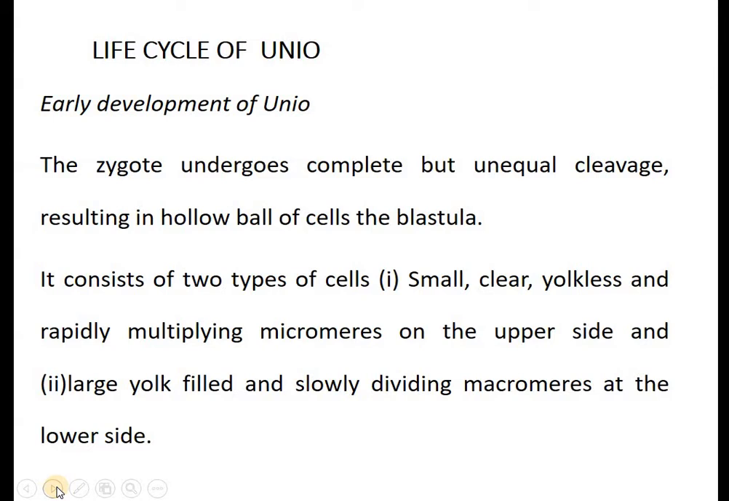Now the blastula consists of two types of cells, namely the smaller, clear, yolkless and rapidly multiplying micromeres on the upper side, while the large yolk-filled and slowly dividing macromeres are at the lower side. So two types of cells are there in the blastula: the small cells are called micromeres, while the large cells are called macromeres. This is the division occurring in the zygote of Unio.